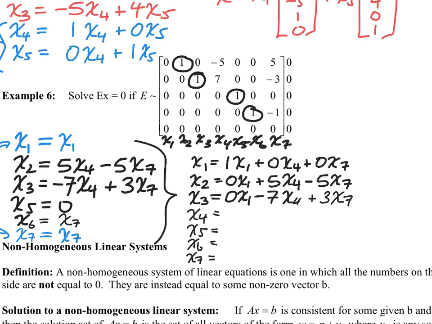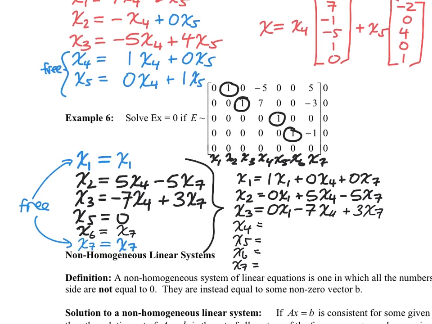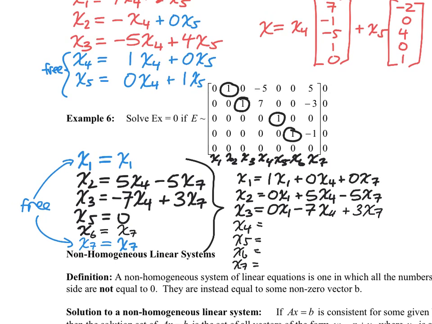So x sub 5 is just a plain old 0. Okay, so 0 x sub 1, 0 x sub 4, and 0 x sub 7. Oh, I missed the x sub 4. Where's my x sub 4? Well, it's free. I'll chuck that in somewhere.